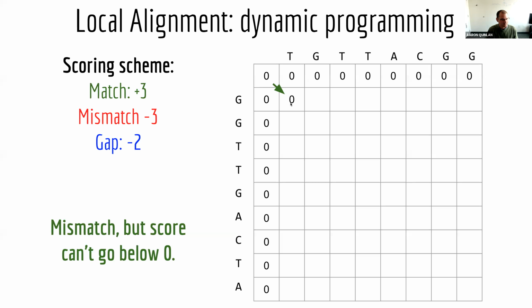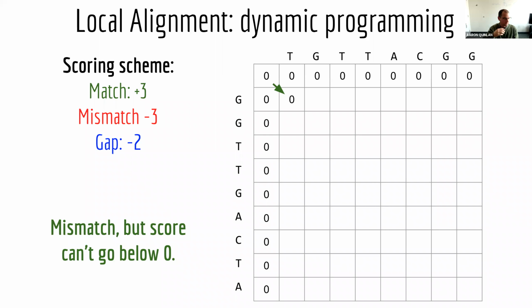In this case, we see that it's a mismatch. So the scoring scheme says if it's a mismatch, we need to subtract 3 from the score of the cell from which we came. So we move from this cell to this cell. So the rules tell us we should subtract 3 and the score should be -3 here. But wait, there's a catch. The other catch with the Smith-Waterman algorithm is that the score can never become negative. If it hits 0 and you have a -3, you just keep it at 0.